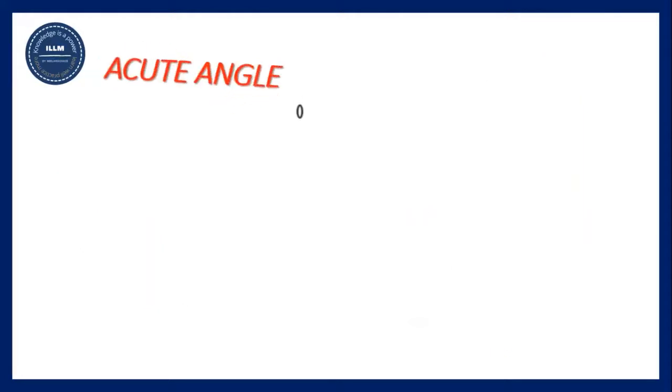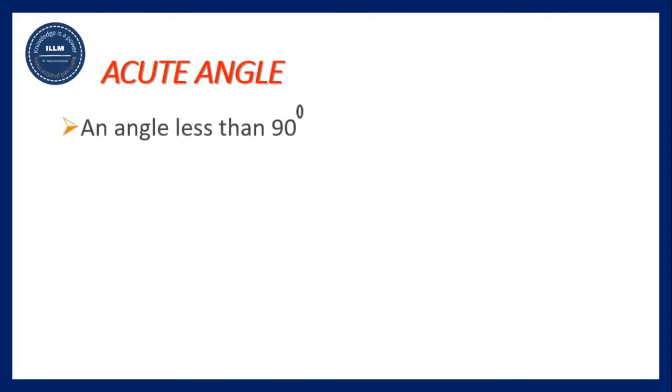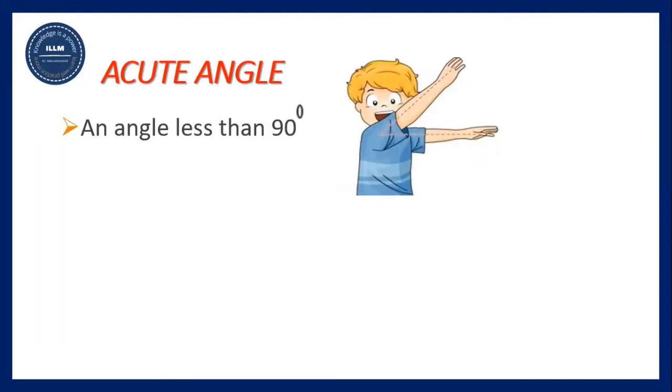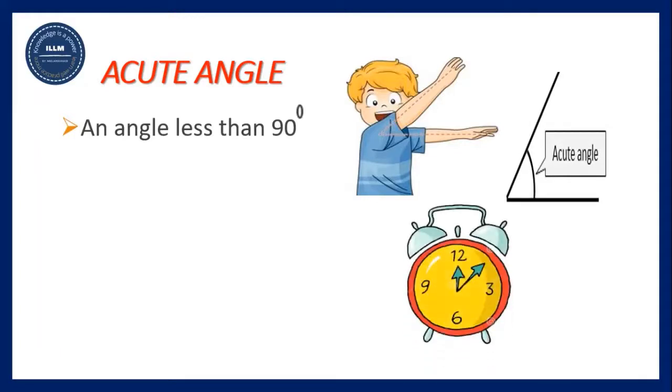Now I will explain you the next type of angle, which is acute angle. An angle less than 90 degree is called an acute angle. Here in this picture, you can see this boy has opened his arms in such a way that he is making an acute angle. And the space between his arms is less than 90 degree. Here you can see the arms of this clock also showing an acute angle.